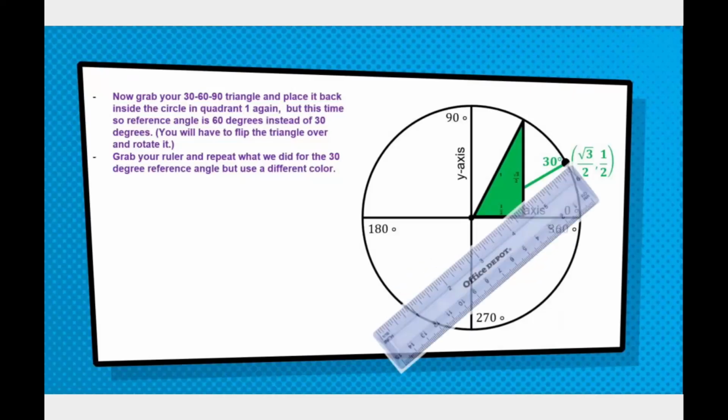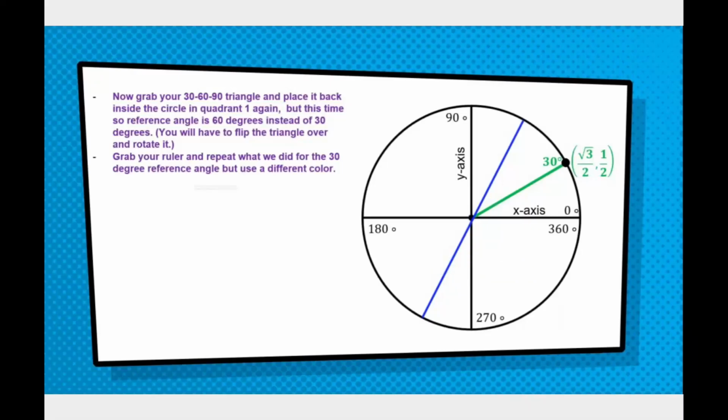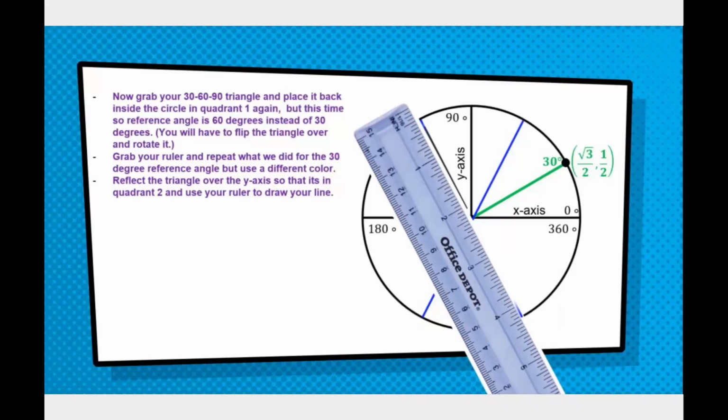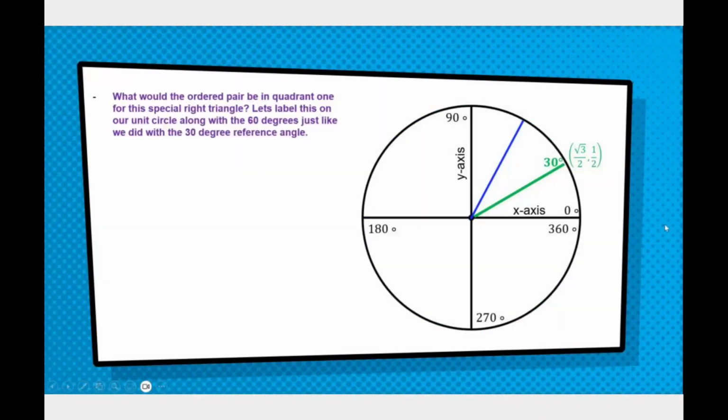So I'm going to grab my ruler, line it up with that hypotenuse, draw a straight line there. Then I'm going to flip that same triangle over to the other side like this and flip it over the y-axis. Use your ruler, draw your line, and bam, there we go. And then going back to what we just got done doing, let's line this up and figure out what that ordered pair would be. If I line that up, I'm going over the x direction 1/2 and up square roots of 3 over 2 for the 60 degrees. We'll go ahead and label that 60 degrees as well. So I'm going to keep everything color-coded, nice and neat.